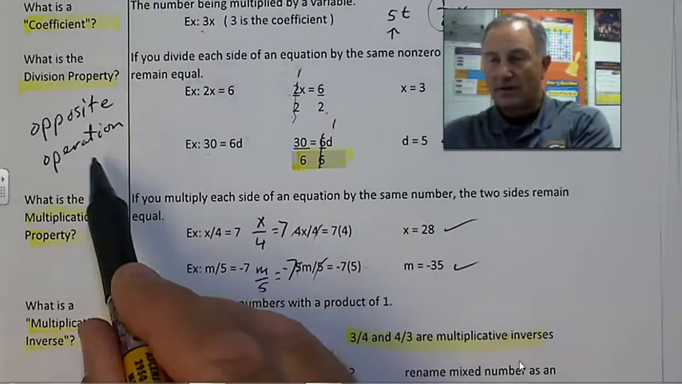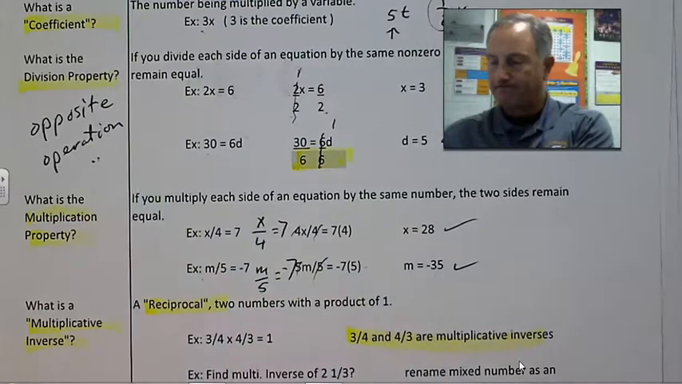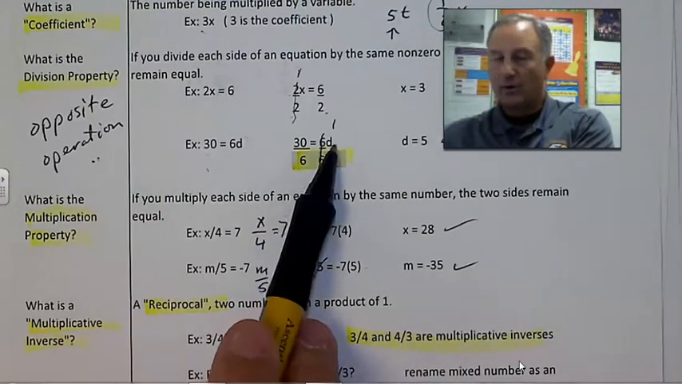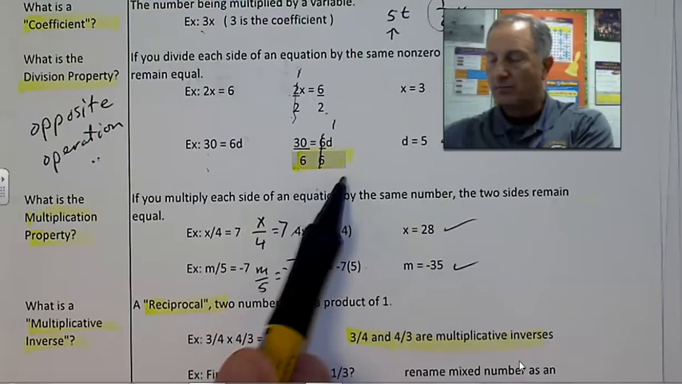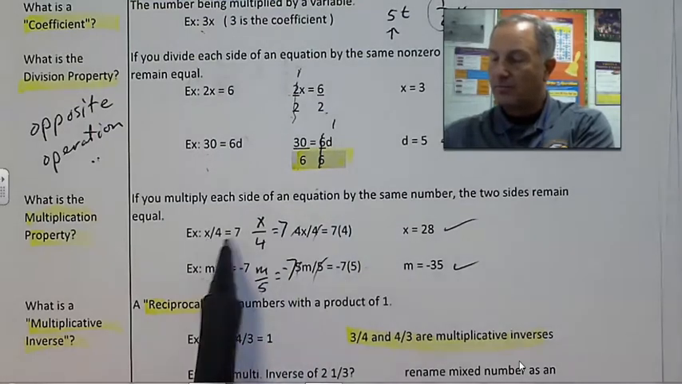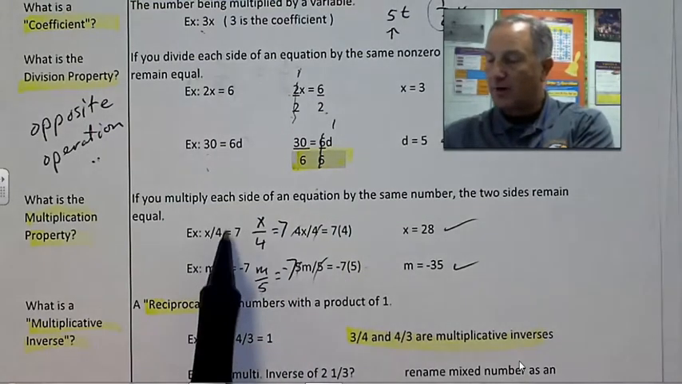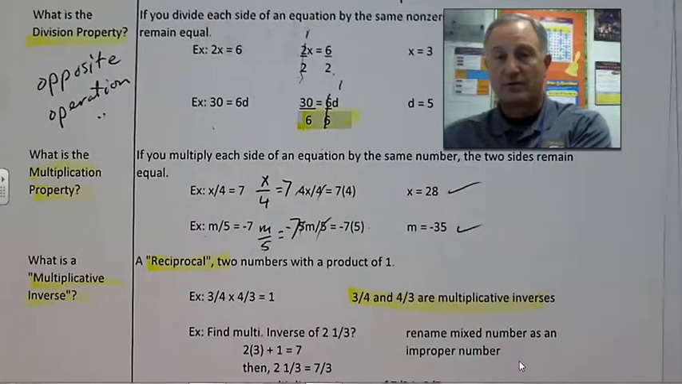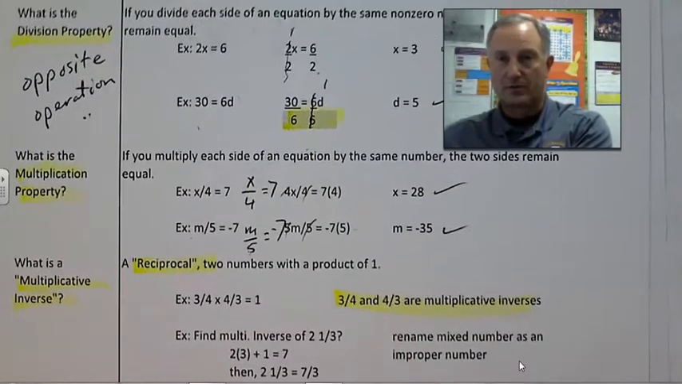But you're thinking opposite operation. So if we see multiplication, divide by whatever the coefficient is on both sides. If you see division, multiply by whatever's in the denominator. Just think opposites using the same number. You don't have to figure out what number it's going to be.